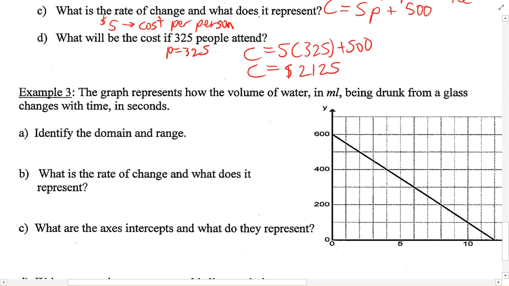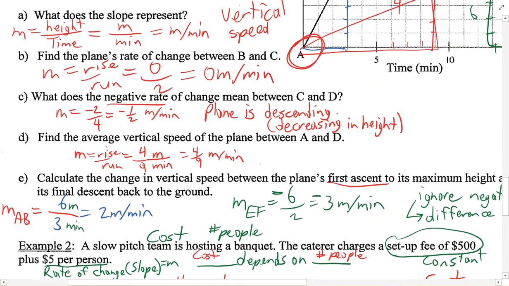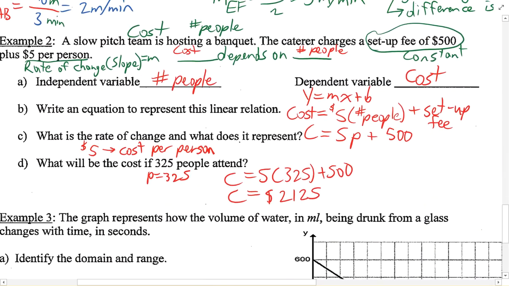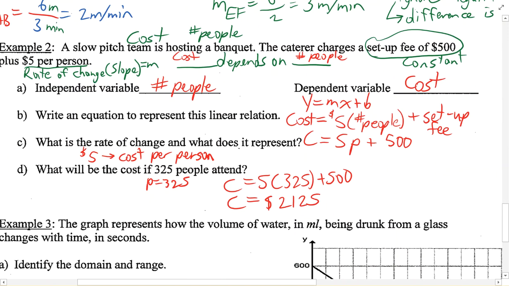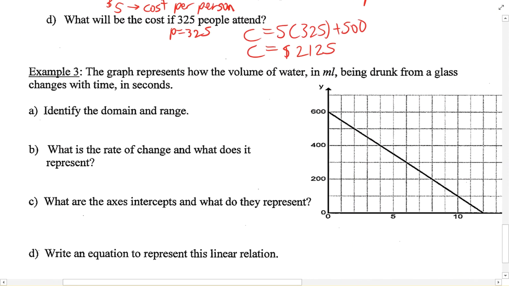Okay. Now here's another tip. Any questions so far? So the first one, you're reading your graph, interpreting your slope, what it means. Here, you're figuring out your dependent variable, independent variable, coming up with the equation, and using your equation. Now we're going to look at our graph and our domain and range. So identify your domain and range.